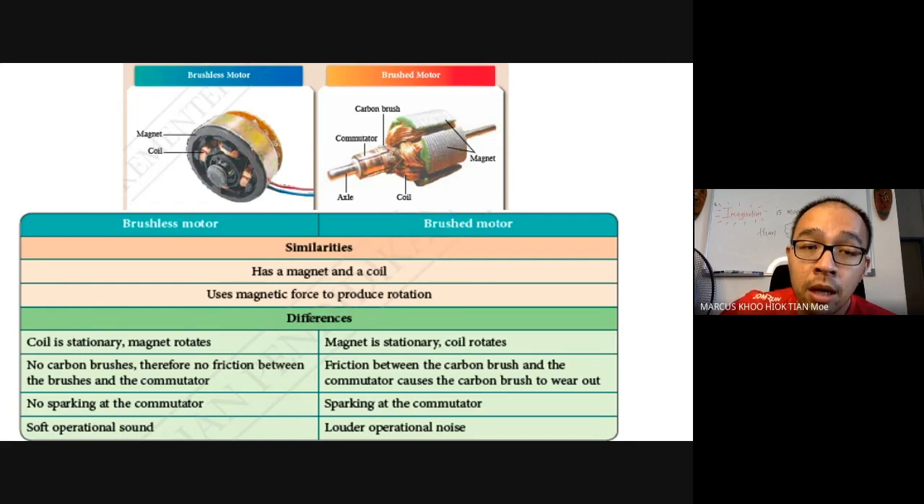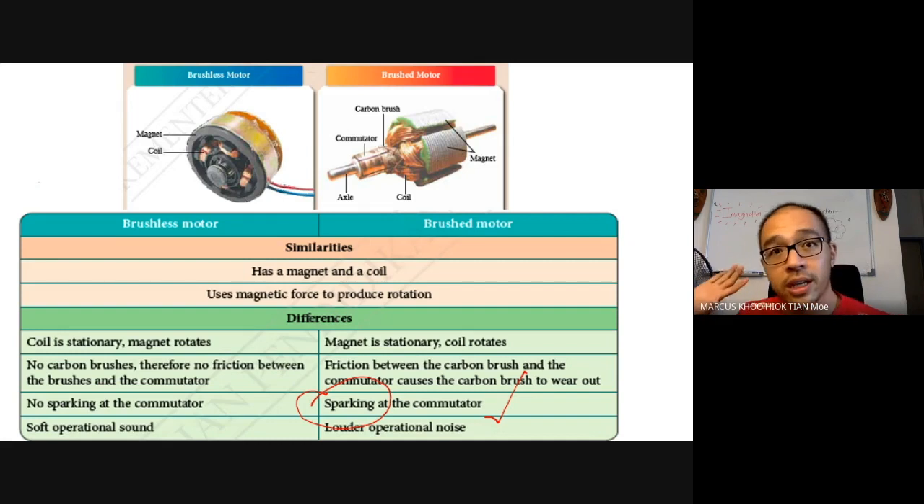Okay, and because of the constant brush, no brush, brush, no brush, dia bergeser banyak kan, there is going to be a lot of sparks. Banyak spark akan terhasil masa di commutator. And it is generally louder lah. Most of our motors which are very loud are usually brushed motors. Even some fans which are very loud, usually they use a brushed motor.